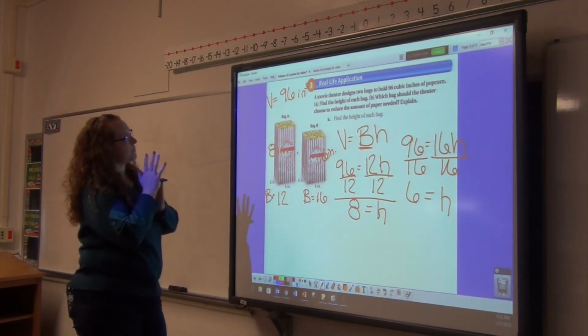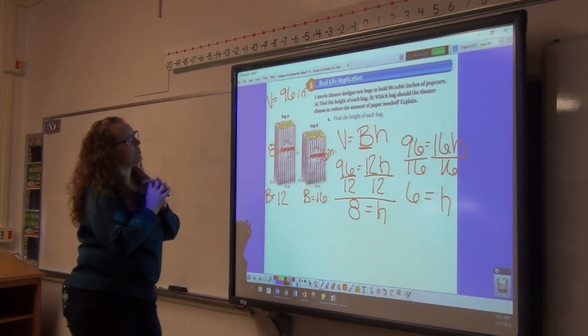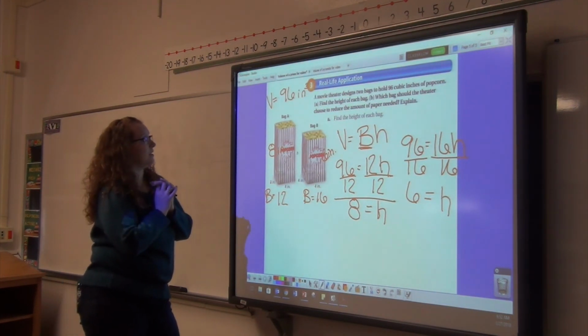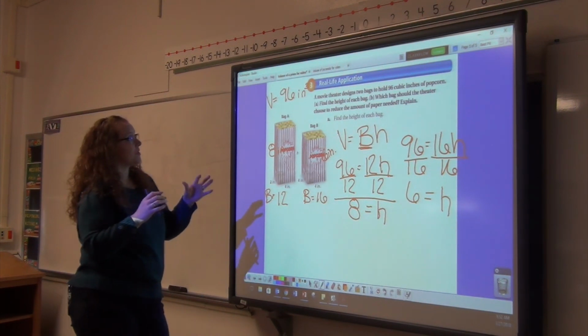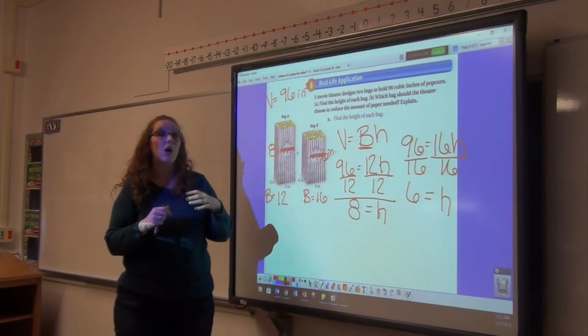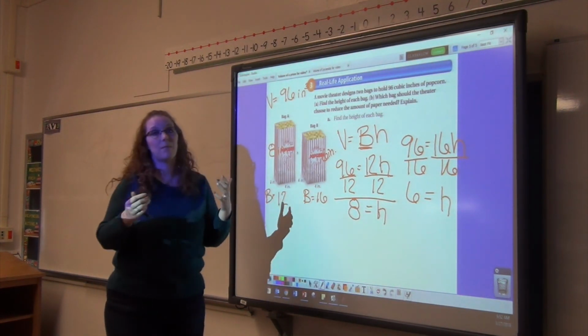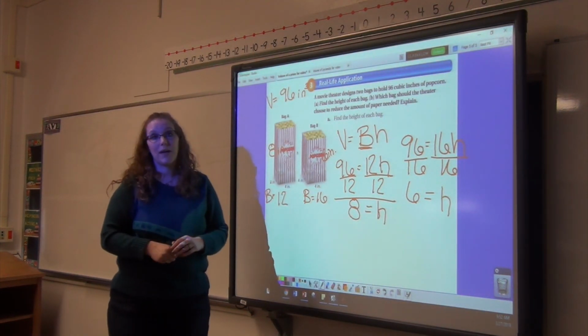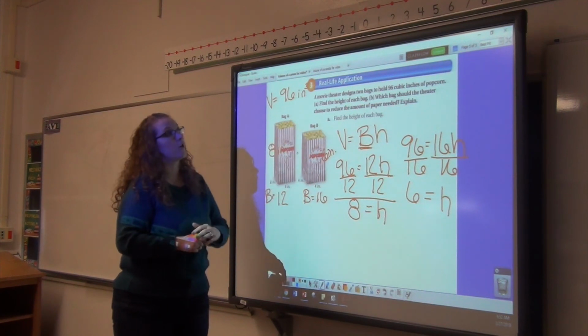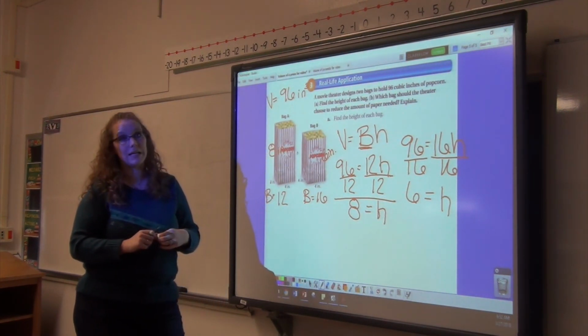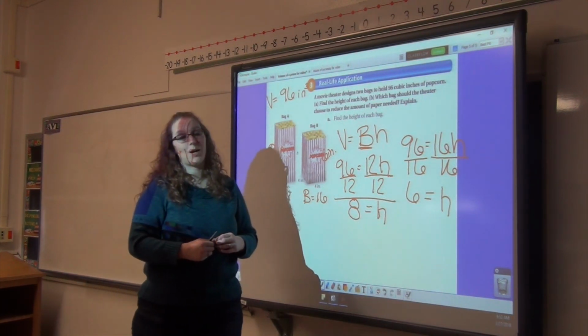Okay, so it wants to know for B, which bag should the theater choose to reduce the amount of paper needed? So in order to solve this, we're going to have to use our surface area, but we're not going to solve for the top because the top of the bag is open. I want you guys to go ahead and solve B here on your own. Which bag should the theater choose to reduce the amount of paper needed? Good luck. We'll talk about it in class.